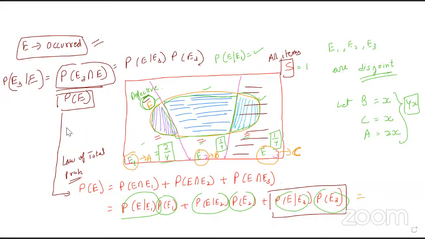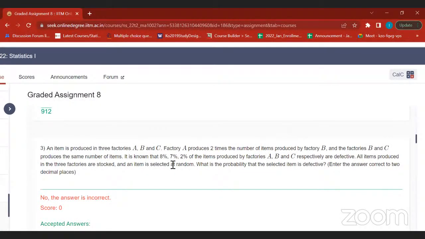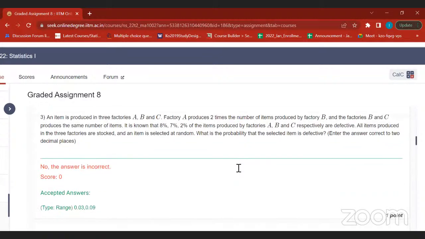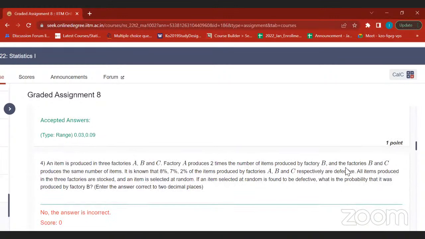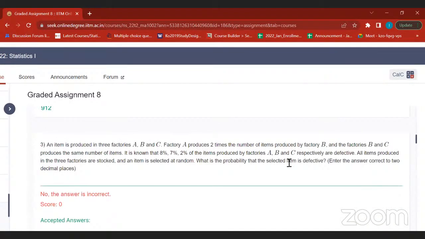Moving further, now I have selected an item at random. What is the probability that the selected item is defective?